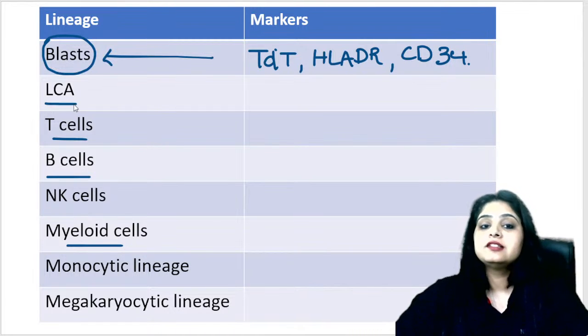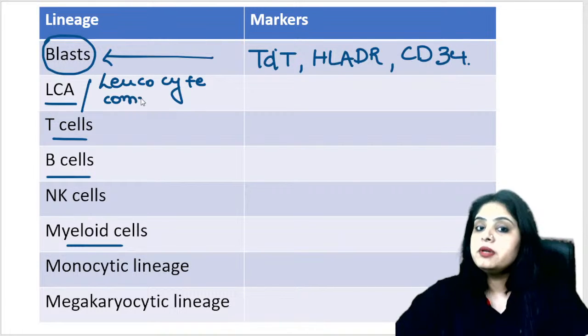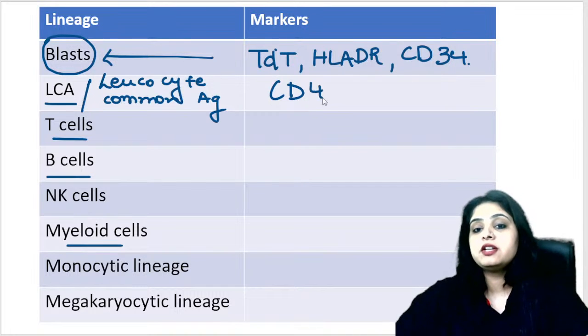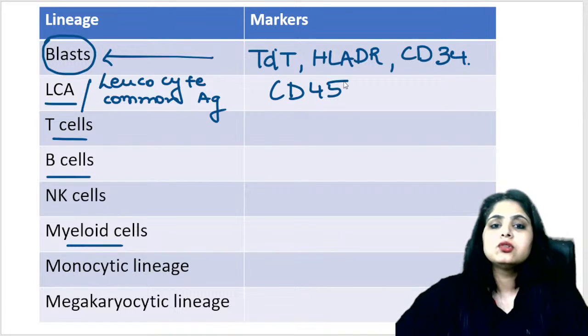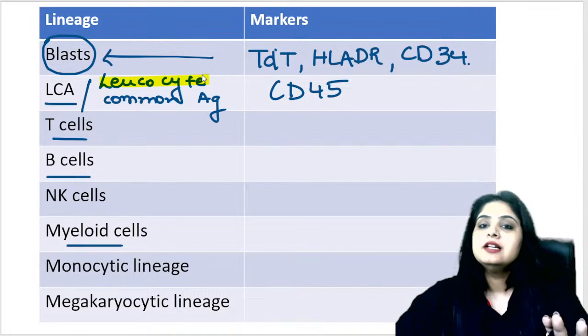Now we come to something known as LCA. Guys, LCA only tells me it is a leukocyte common antigen. Common basically means every leukocyte is gonna have it, and that is nothing but CD45. This means whether it is a leukocyte, white blood cell, na? So whether it is a neutrophil or a lymphocyte or any white blood cell, every white blood cell will have CD45.